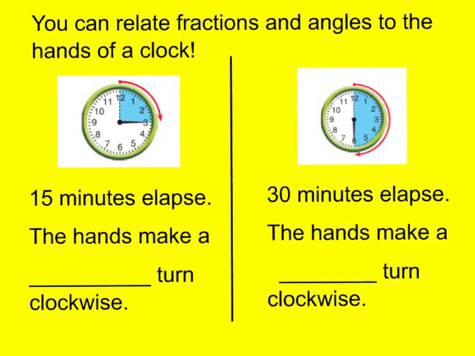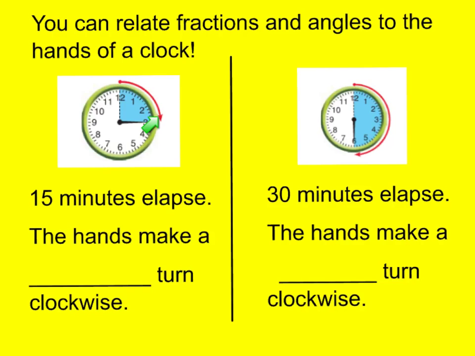You can relate fractions and angles to the hands of a clock. So if we look at our clock here, we can see that 15 minutes has elapsed. That means 15 minutes has passed. And the hands of our clock moved to the right. They started here and moved to the right. They went clockwise.